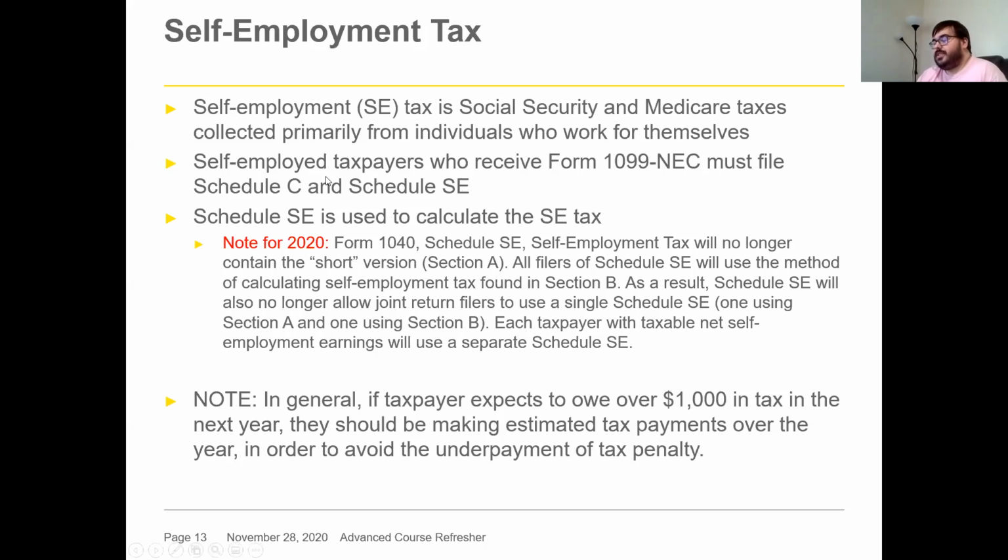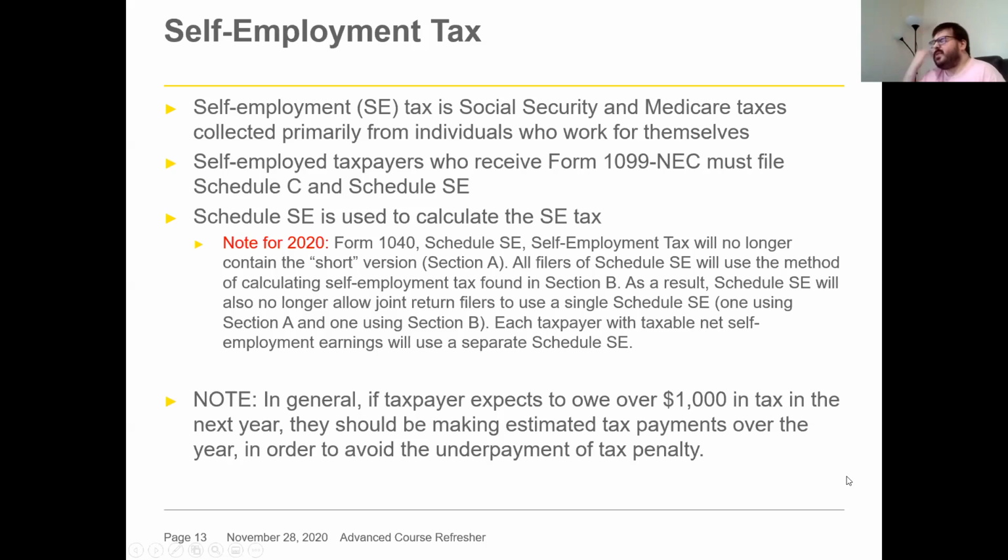That's pretty much the gist of it. I just want to make a note that for this year, the self-employment schedule, and for the most part the software does this automatically, so you really never have to go to it. But they used to have a short version and a long version, and apparently for this year, they went away with the short version. So now there's just one Schedule SE that is basically just a long version. So that's just a new thing for this year.